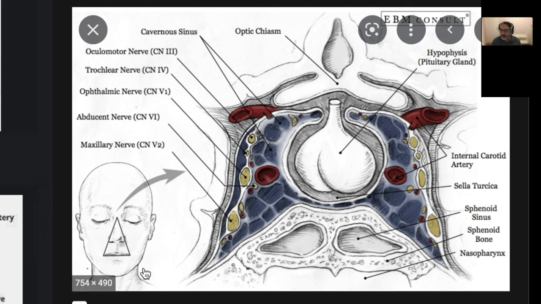And so that's the cavernous sinus. That's the pituitary stalk. That's the sella turcica. And the cavernous sinus covers it. And there's your optic chiasm. And an important area because of cavernous sinus thrombosis, etc.